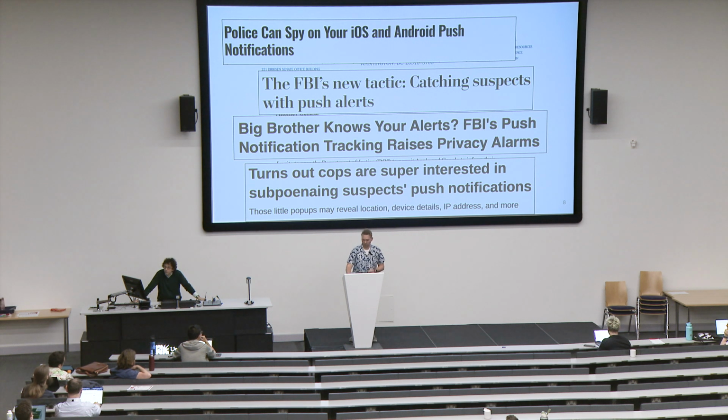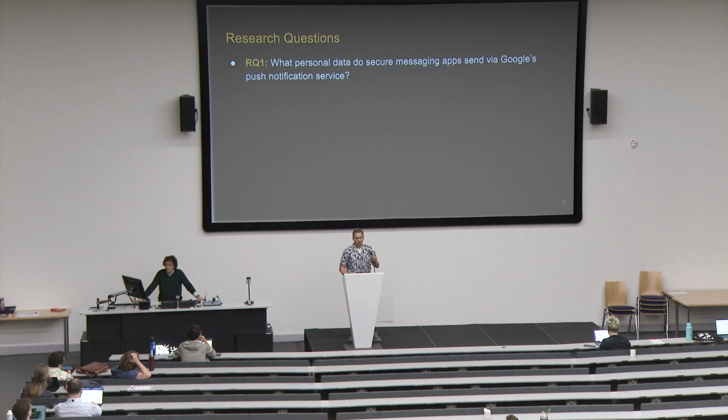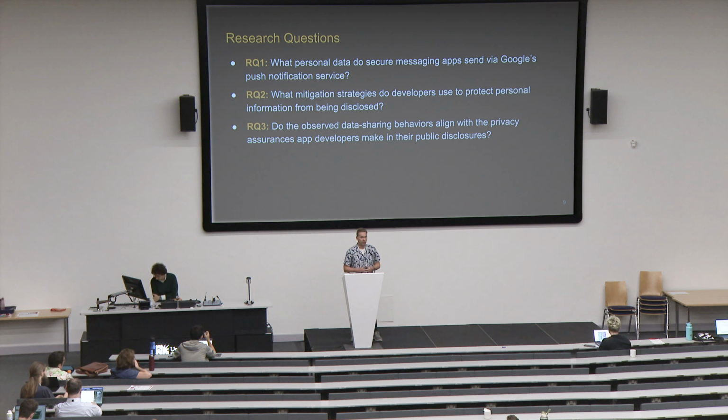So this threat is very much real, and it's actually happening. Given this threat, we ask the following 3 research questions. First, what personal data do secure messaging apps send via Google's push notification service? Second, what mitigation strategies do developers of these apps use in order to prevent information from being leaked to Google's push notification service? And finally, the third question: do the observed data sharing behaviors align with the privacy assurances these developers make with respect to the privacy and security of the communications on their platforms?